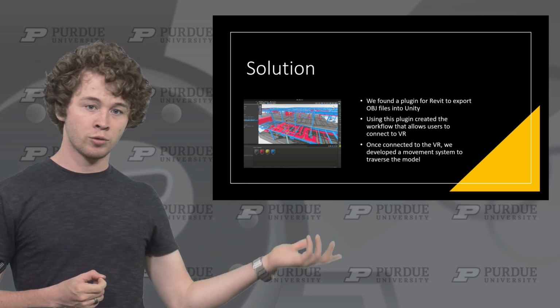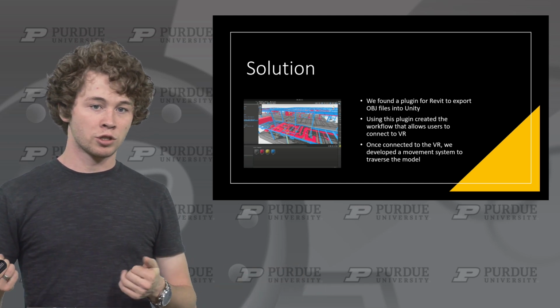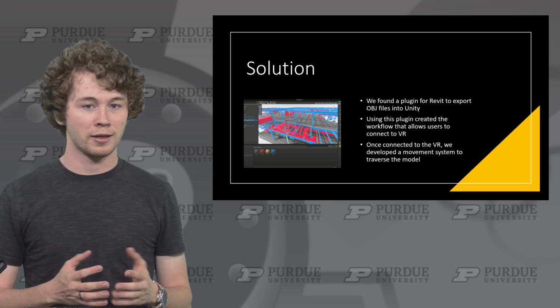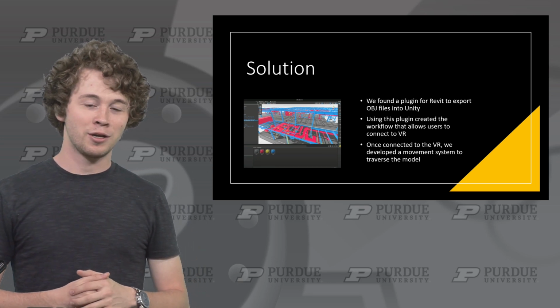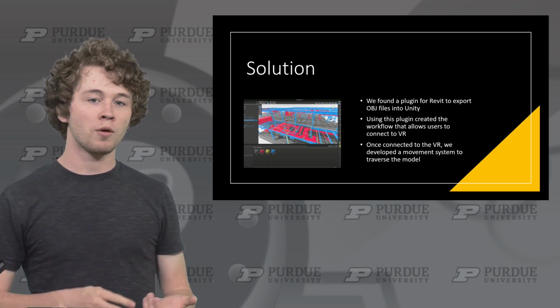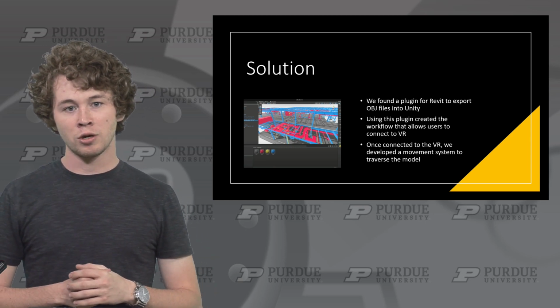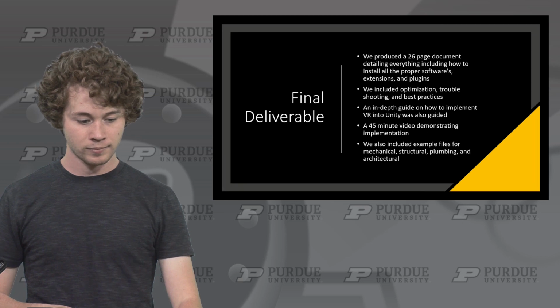So we could create a locomotion system. You could turn your head using your controller or in real life. You could walk in real life, although it's not highly recommended for safety. And you could also teleport around the model, not just on the floor, but to beams and different pieces of mechanical or plumbing to really get in personal with any element you're trying to look at.